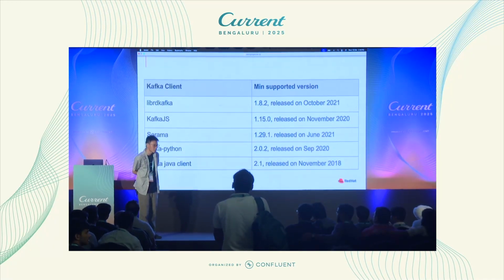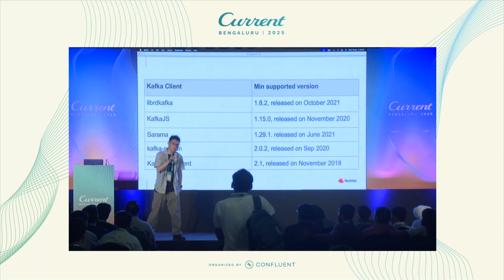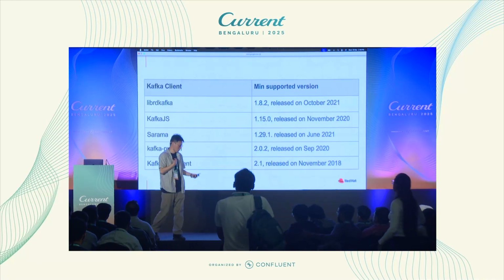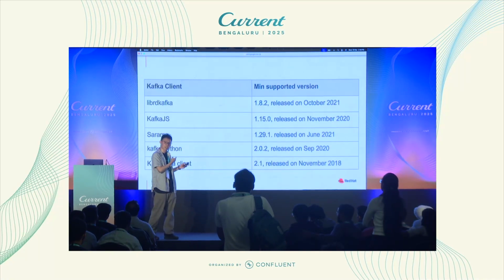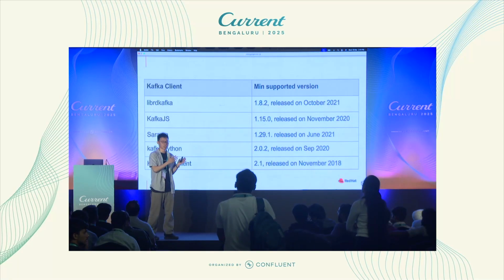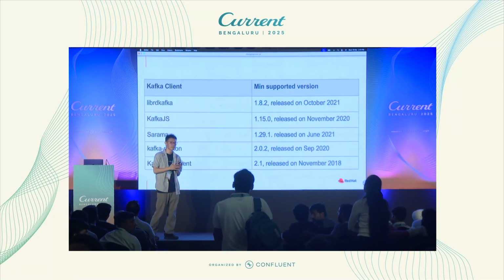Is Kafka Python getting the latest compatible changes for Kafka 4.0? Sorry, one more time. The Kafka Python client which you have right now, will it get the backward compatible changes for Kafka 4.0? Will that change after 4.0? Yeah, if you are using a version less than this one, it will get an unsupported version error. Otherwise, it will be safe. You don't have to do anything. Okay, cool.